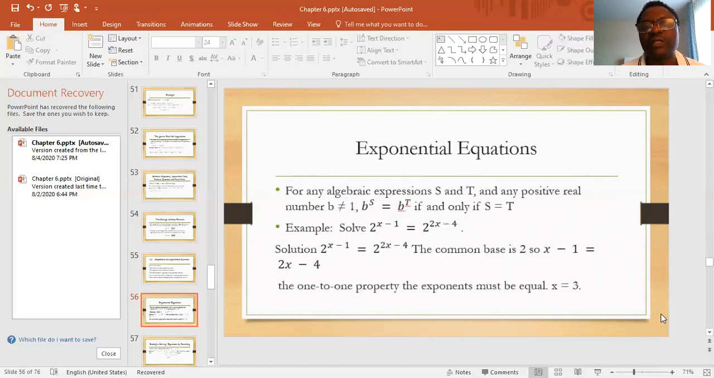So the basic rule is that to solve an exponential equation, you apply the inverse of an exponential, which is the logarithm. And to solve a logarithmic equation, you apply the exponential as the inverse. So for example, if we want to solve the exponential equation 2 raised to the power x minus 1 equals 2 raised to the power 2x minus 4, we may just apply the logarithm to both sides, and we will have x minus 1 equals 2x minus 4. Solving, we will get x equals 3.